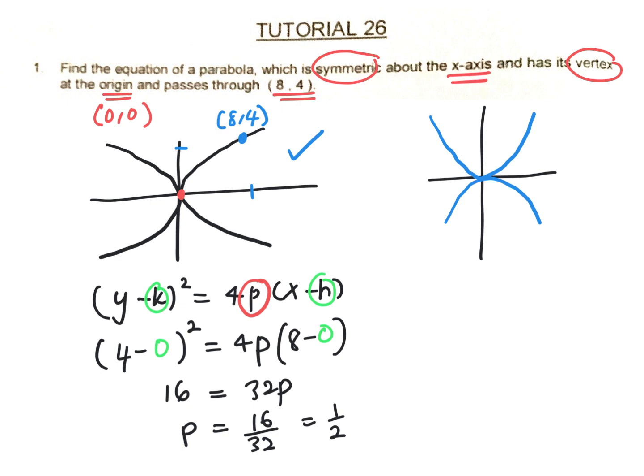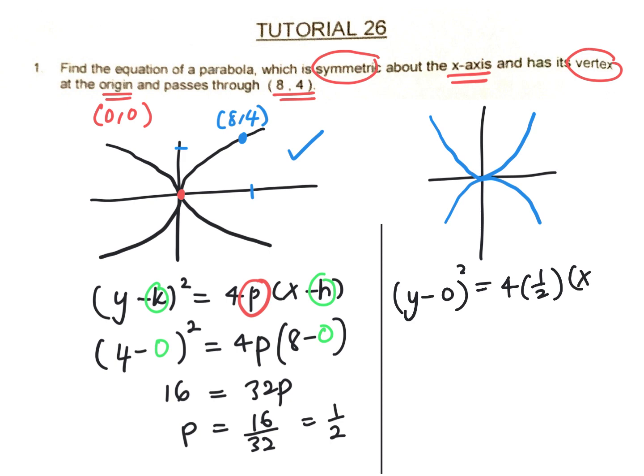Once you get that value, we can substitute it back into the standard form of the equation of the parabola. So (y minus 0) squared equals 4 times the p value of 1 over 2, times (x minus 0). Here y minus 0 gives you y squared, and 4 over 2 gives you 2x. So y squared equals 2x will be the final answer for the equation of the parabola.